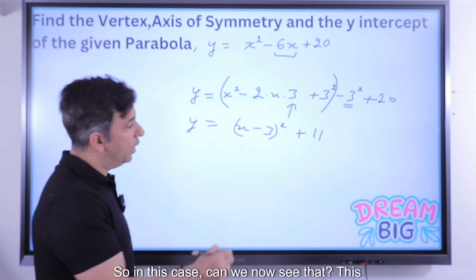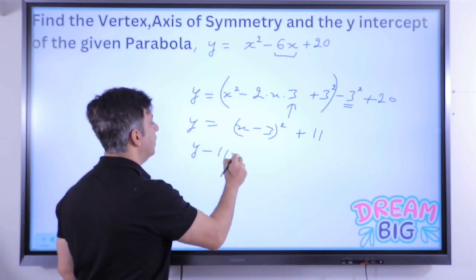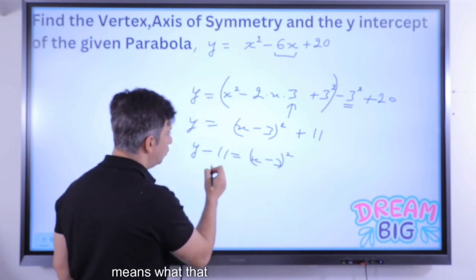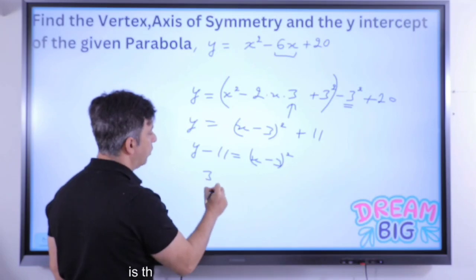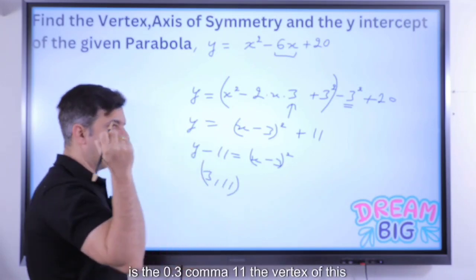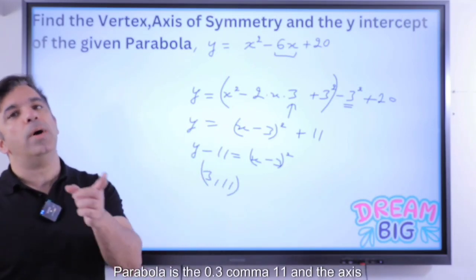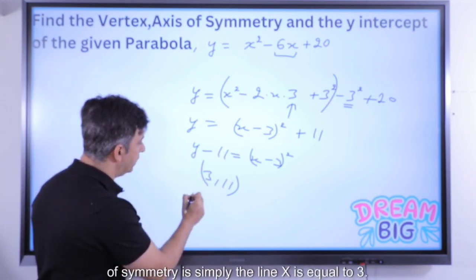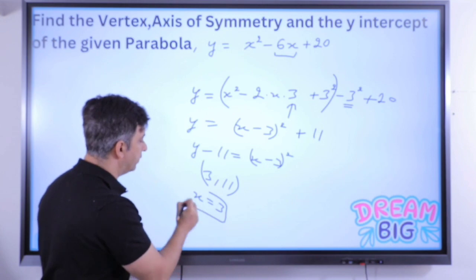So in this case, can we now see that y minus 11 is equal to x minus 3 whole squared, which means what? That the vertex of this parabola is the point 3 comma 11. The vertex of this parabola is the point 3 comma 11 and the axis of symmetry is simply the line x is equal to 3.